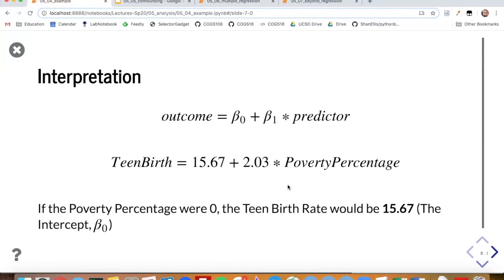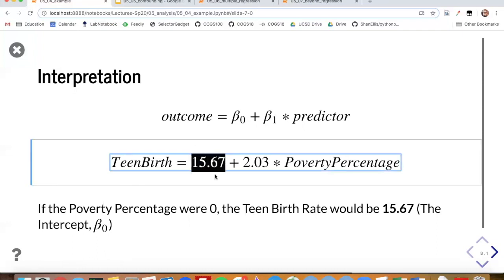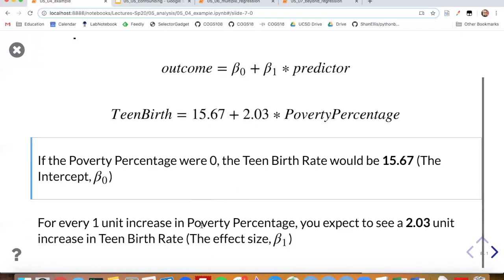If our poverty percentage were 0, so if we plugged 0 in for this number, the teen birth rate would be 15.67, right? 2.03 times 0, this term drops out. Teen birth rate would be 15.67. That's what makes this number the intercept. So your beta 0 is your y-intercept in a linear regression.